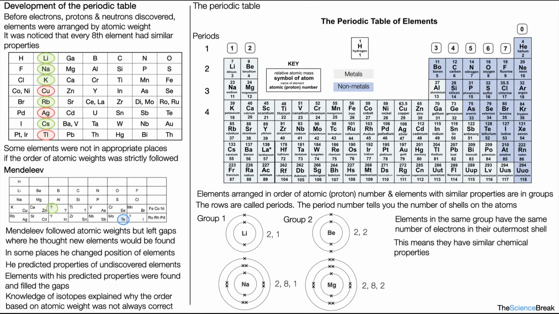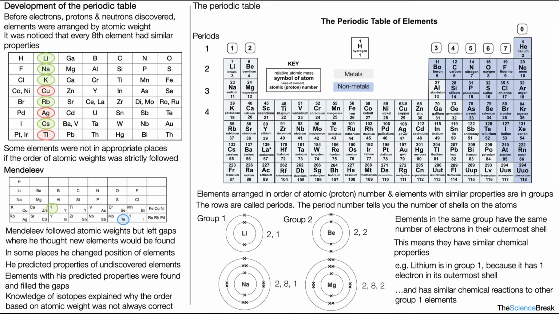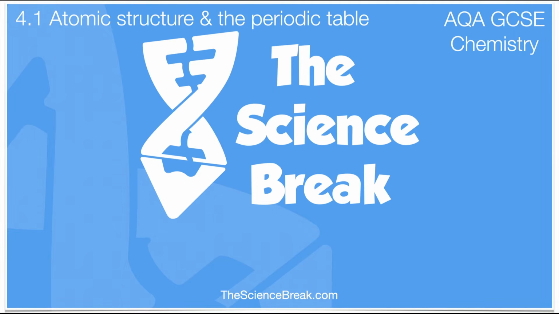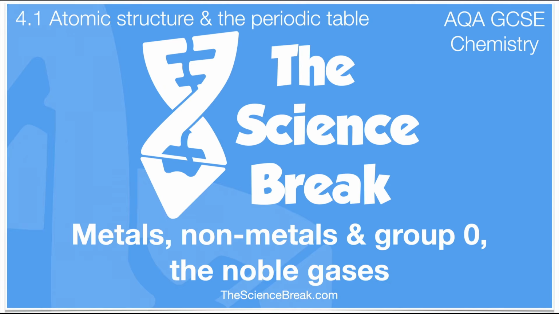This means that all the elements in a particular group have similar chemical properties. For example, lithium is in group 1 because it has 1 electron in its outermost shell and has similar chemical properties to other group 1 elements because of that 1 electron in the outermost shell. Let's take a look at metals, non-metals, and group 0, which is the noble gases.